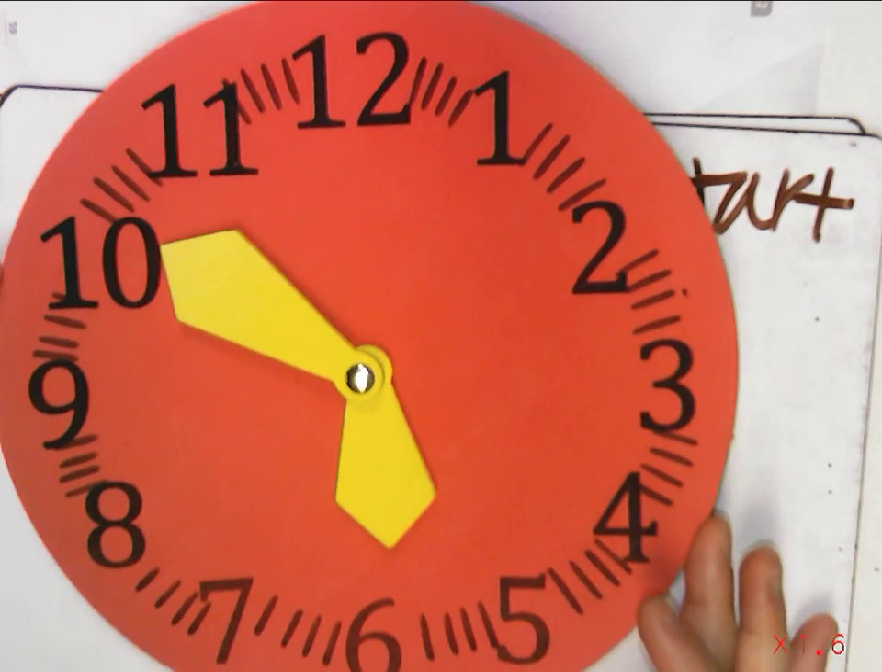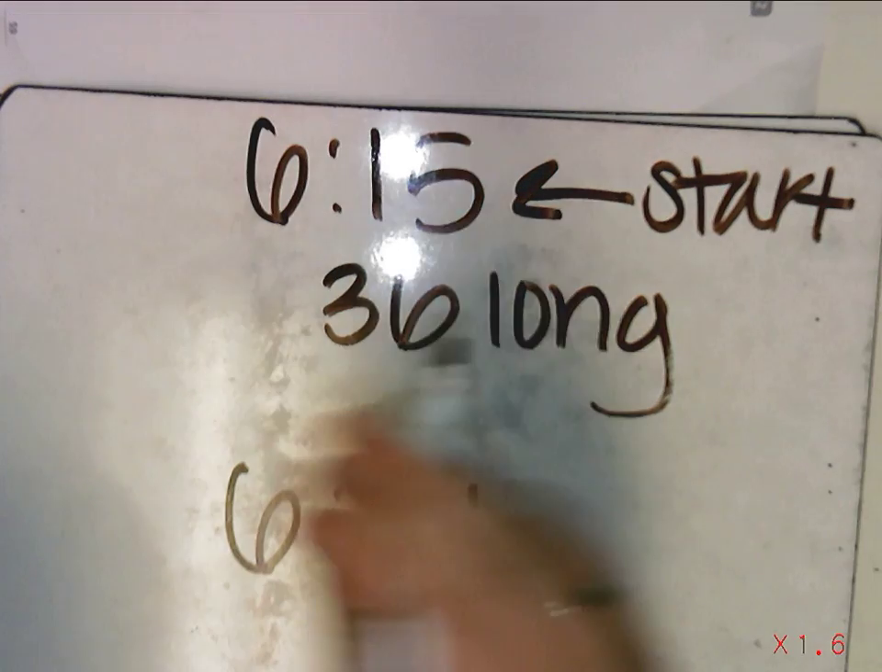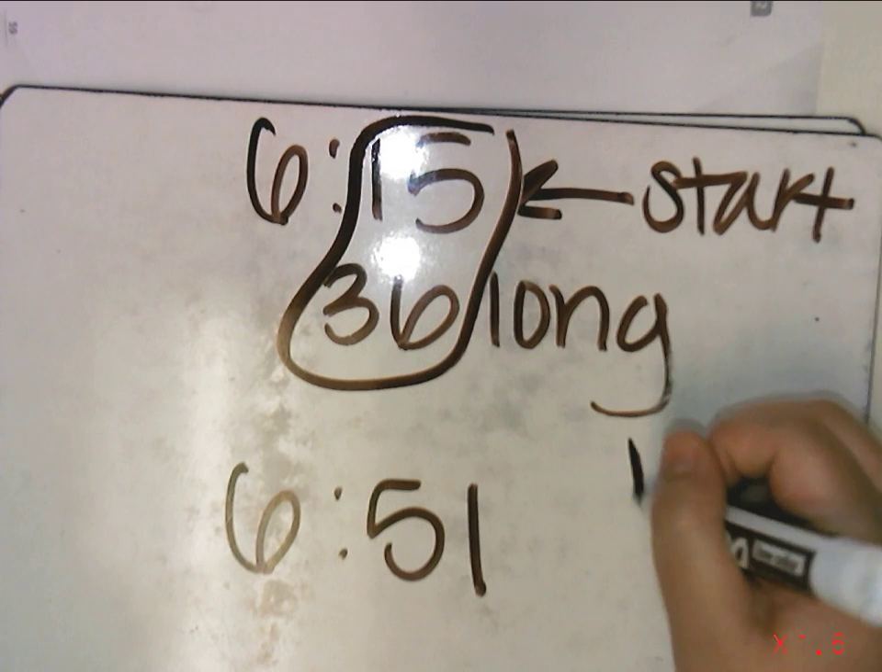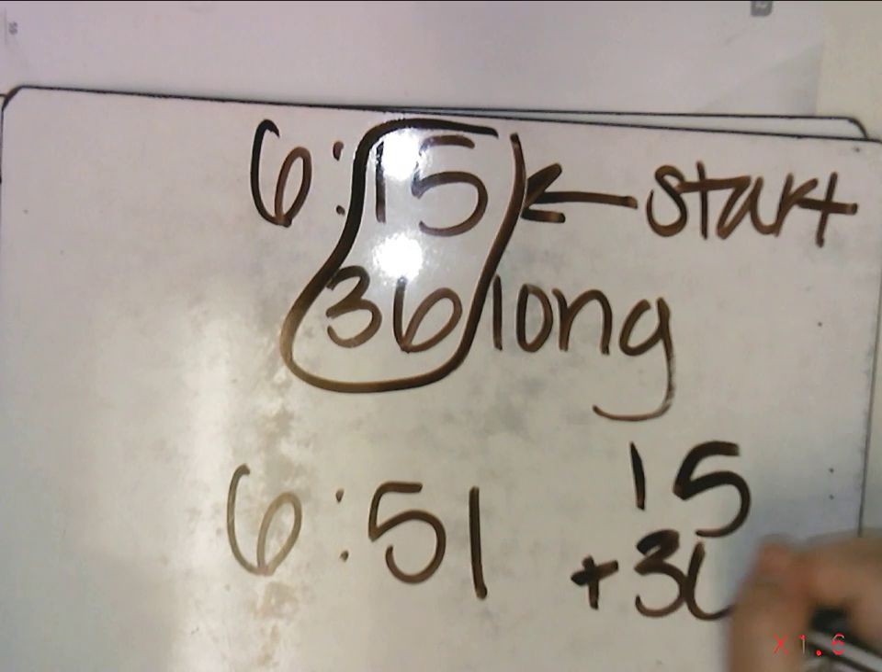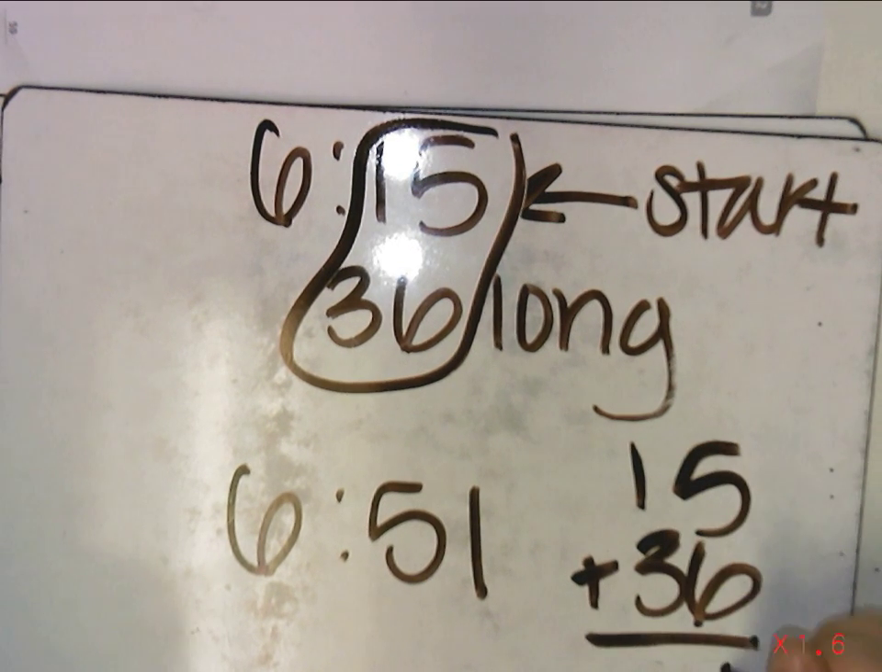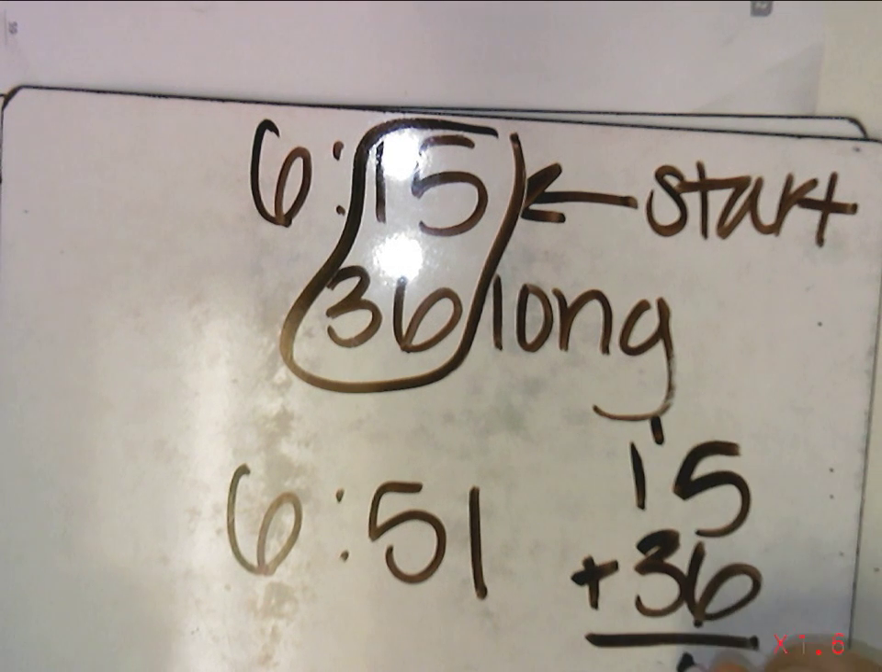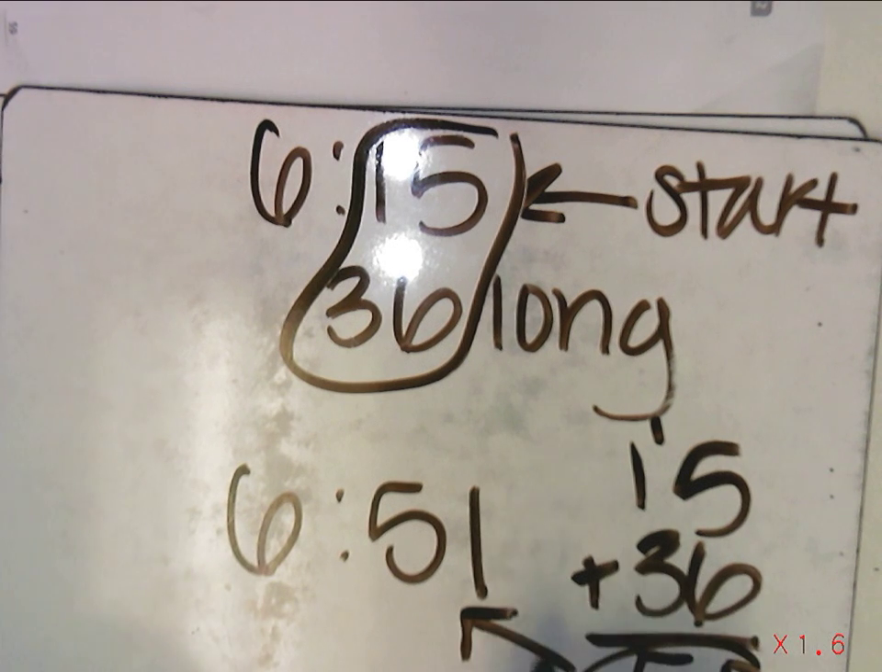Okay, so 6:51, let's double check that by adding these two numbers together. Adding our 15 and our 36. 15 plus 36. 5 plus 6 is 11. Carry the 1. 1 plus 1 plus 3 is 5. Is this the same answer as this? You betcha. All right.